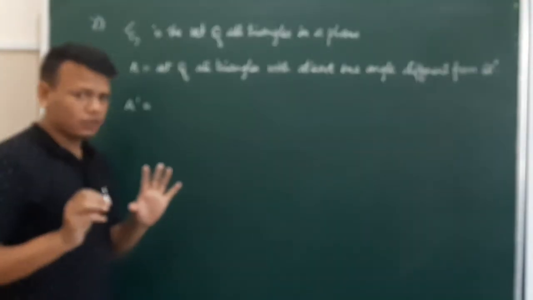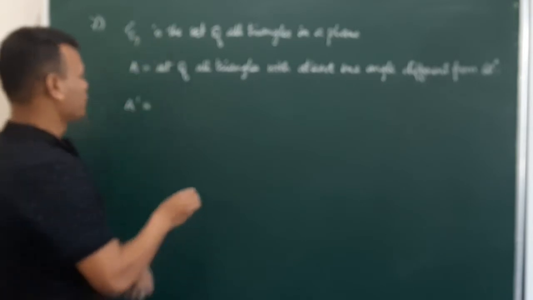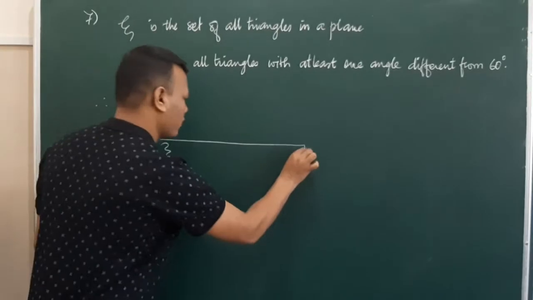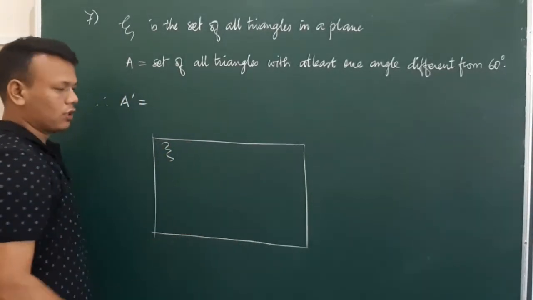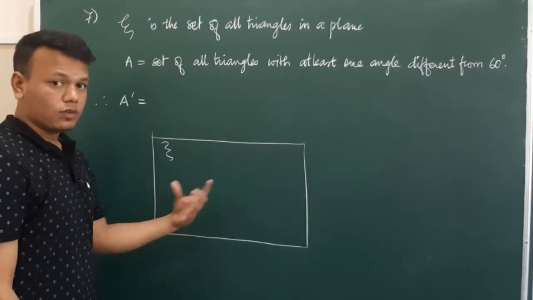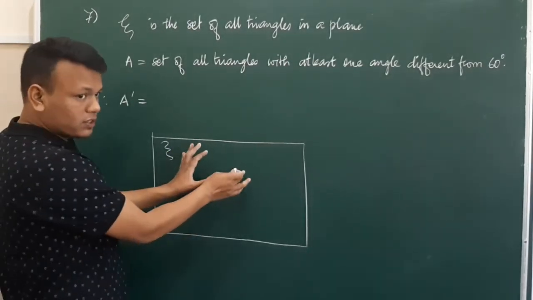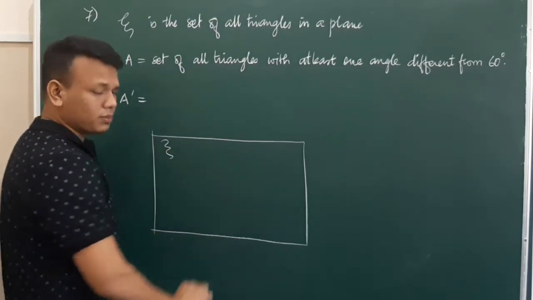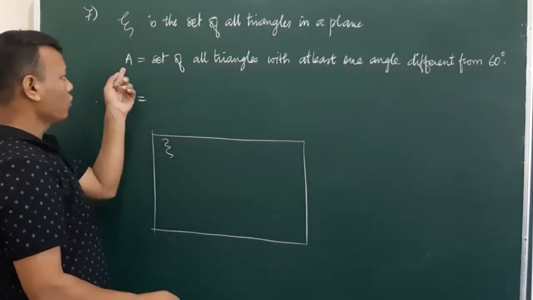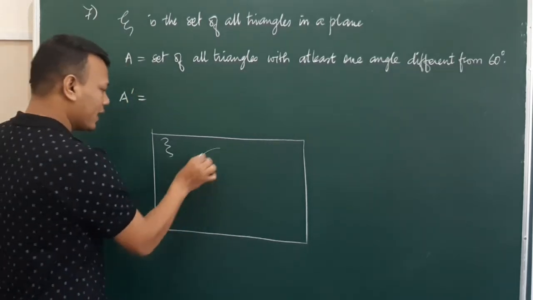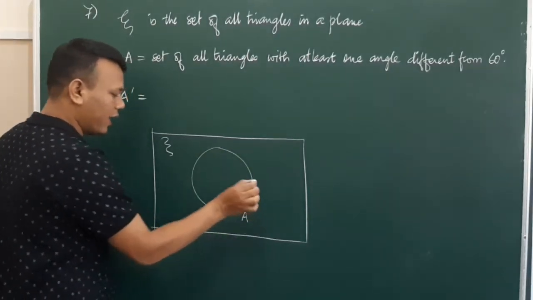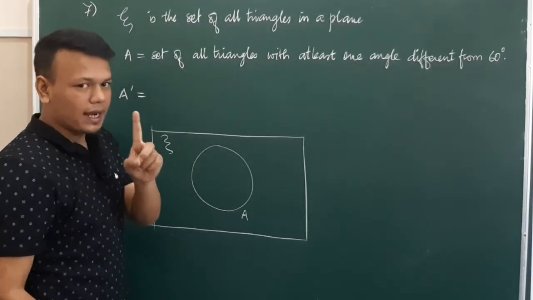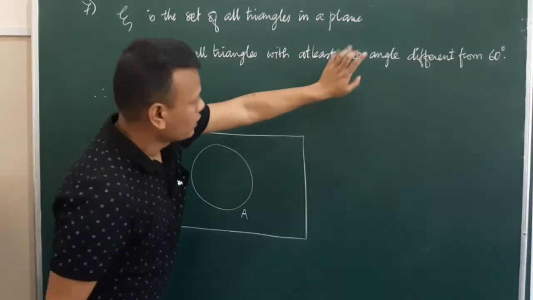Now let's try to understand the question here. Xi is given to be the universal set. So if I have to draw the Venn diagram, this is how it looks. This is my universal set, and in this universal set we have the set of all triangles possible. There are many triangles present in this. Now there is a set A, and this set contains triangles with at least one angle different from 60 degree.